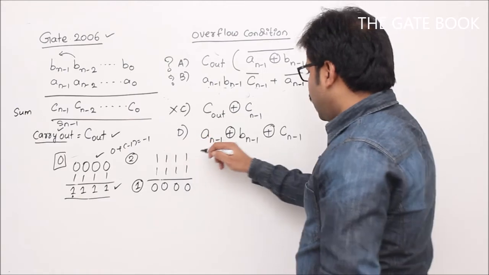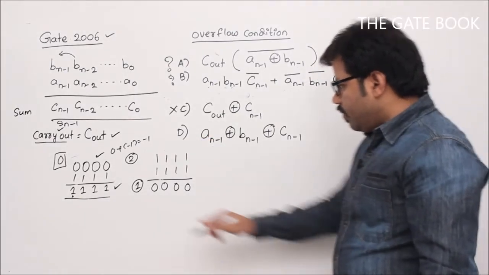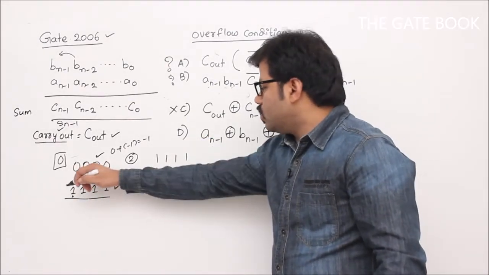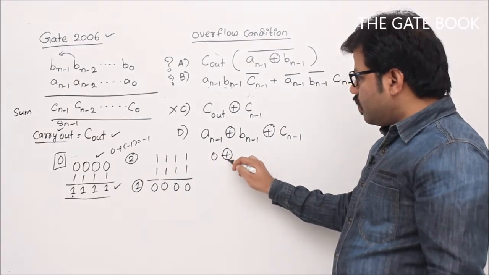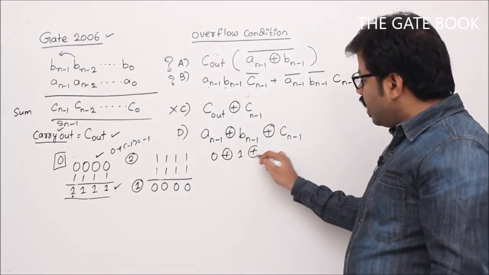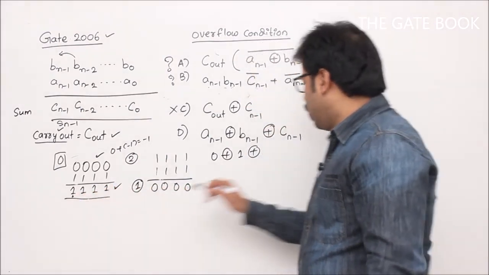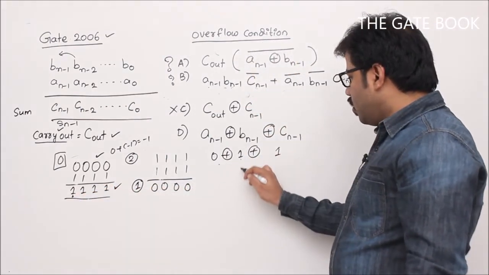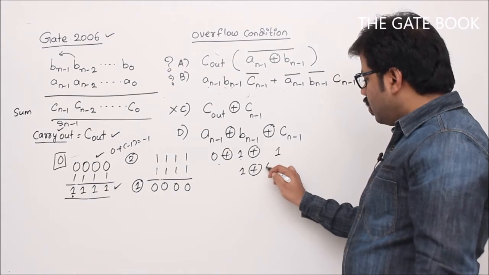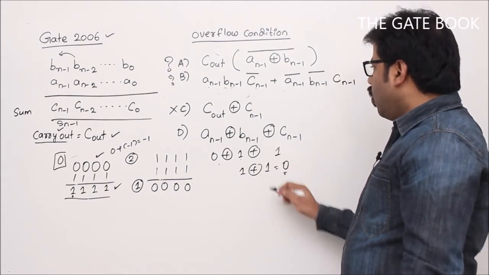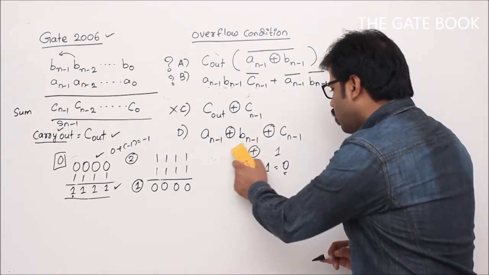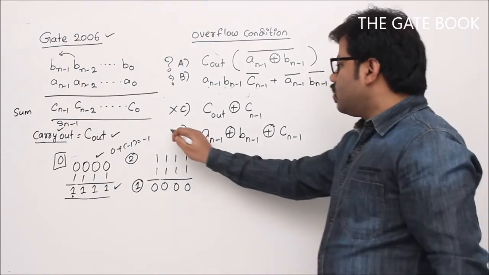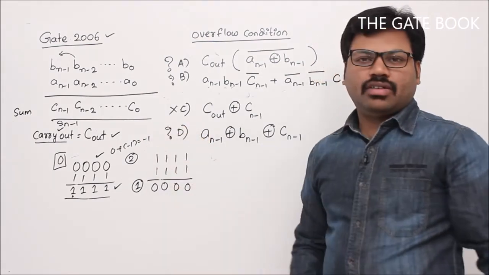Now we'll take option D, with the first example. Here An minus 1 is 0, XR Bn minus 1, which is 1, XR Cn minus 1, some bit, 1. So 0 XR 1 is 1, and 1 XR 1 is 0. Overflow is supposed to be 0 and this is also 0 at this moment. So it is satisfying currently. I can't say anything, that's why the question mark, right?